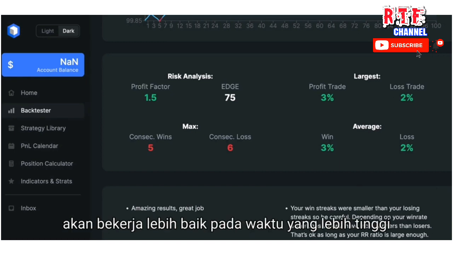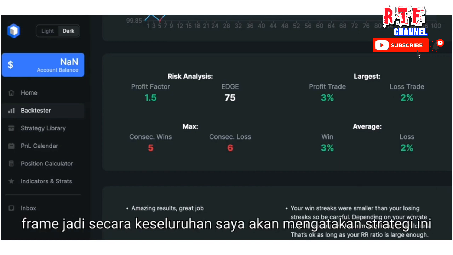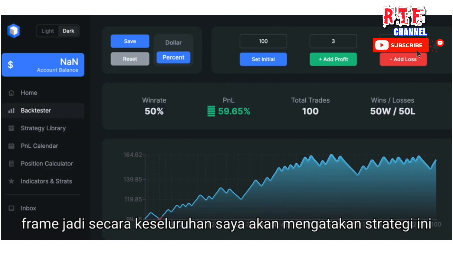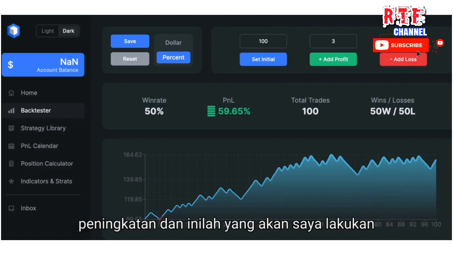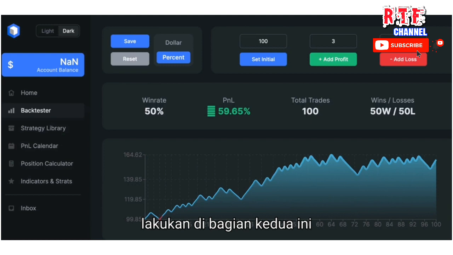I think this strategy would work better on higher time frames. So overall, I'd say this strategy is not bad, yet it does have room for improvement. And this is what I'm going to be doing in the second part of this video.